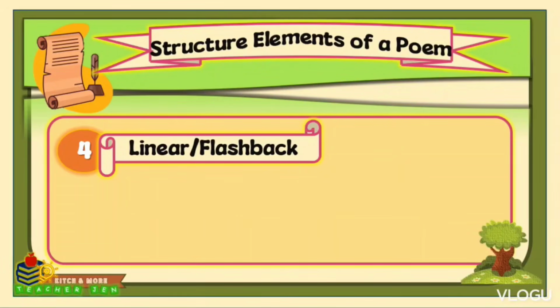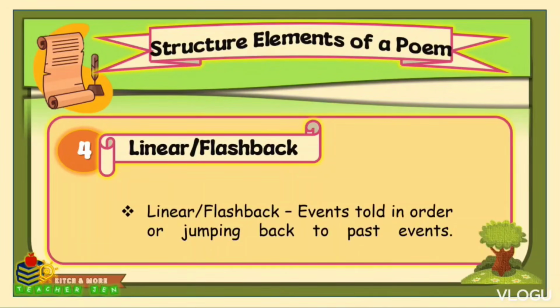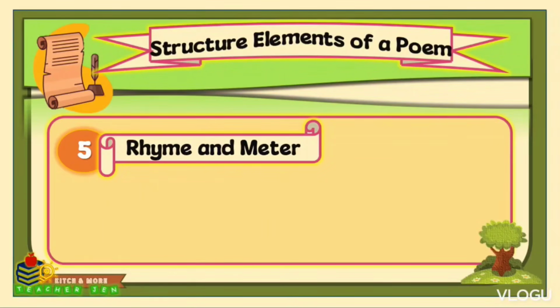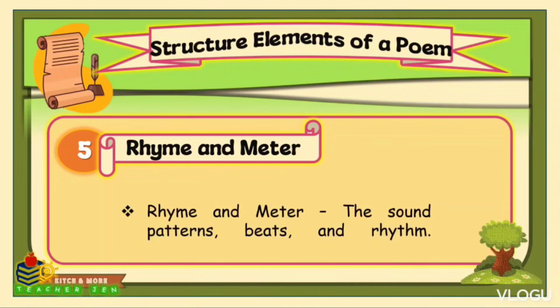Then the linear or flashback. The events told in order or jumping back to past events. Poems can walk straight ahead, which means linear, or suddenly leap into memories, which means a flashback. Both styles help share how the reader experiences time, either moving moment by moment or weaving the past into the present.